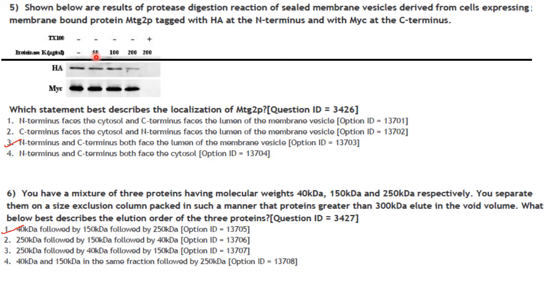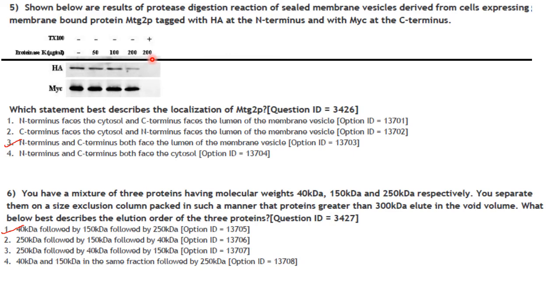But when you add proteinase K at 50 without the addition of Triton X100, you get a band for HA and MYC, similarly up till 200. But at 200 concentration, in the presence of Triton X100, you don't get a band for HA and MYC. When Triton X100 was added, the membrane was disrupted and this made the protein accessible to proteinase K, and it got degraded. So no band was obtained on the lane where both Triton X100 and proteinase K were treated.